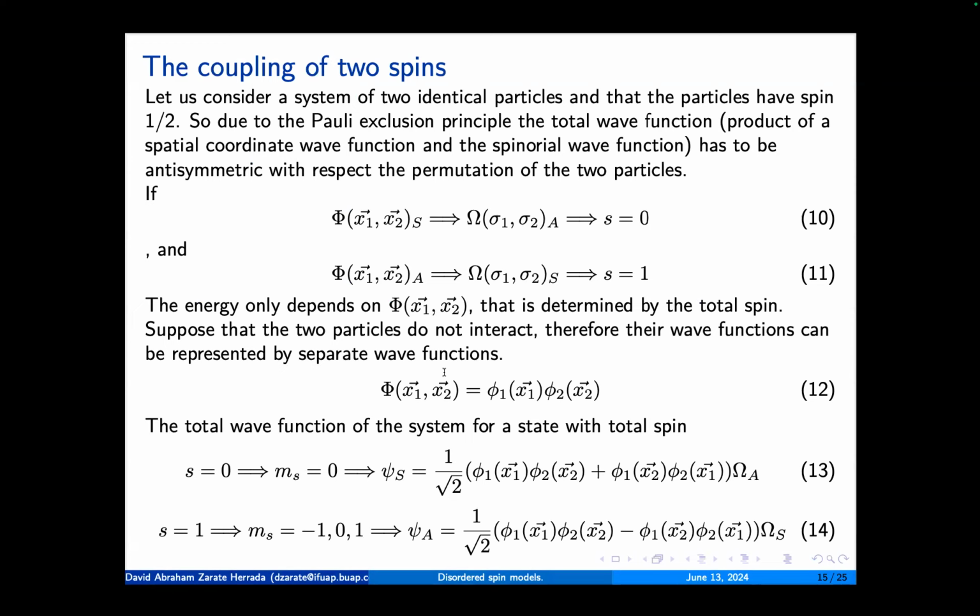For a system with two coupled spin-1/2 particles, we know that we need to apply the Pauli principle. That means that we need to put some conditions about the antisymmetry of our wave function.